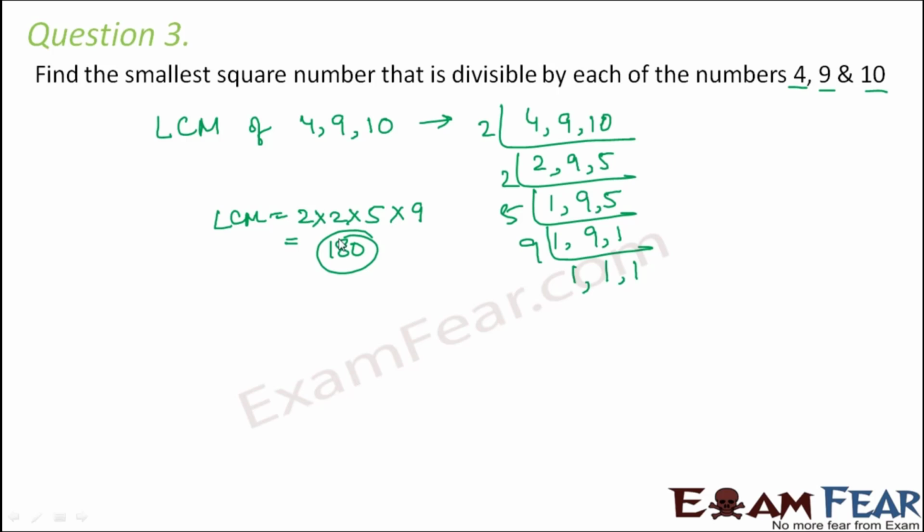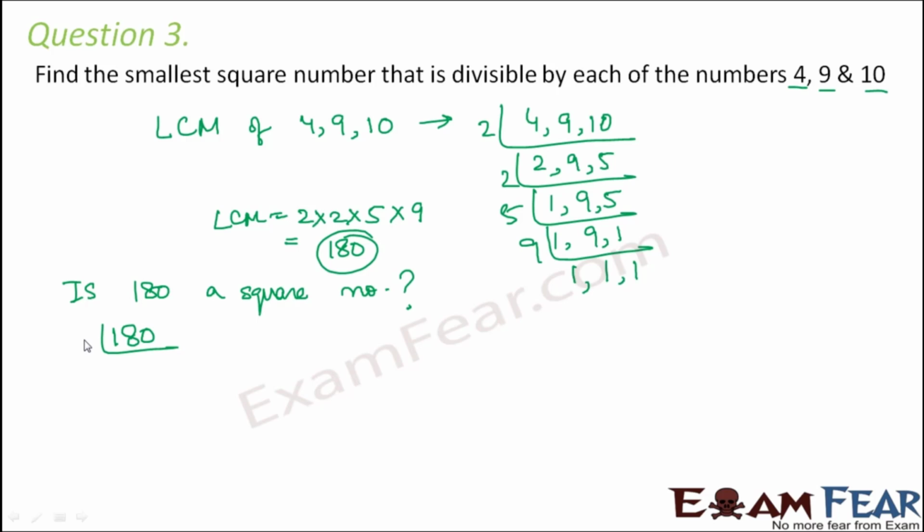But the question asks us to find out the smallest square number that is divisible by all of these. So we know that this is the smallest number which is divisible by all of these. But is this a square number? So is 180 a square number? So is it a perfect square? So that is something we have to find out. So let us try to find its square root.